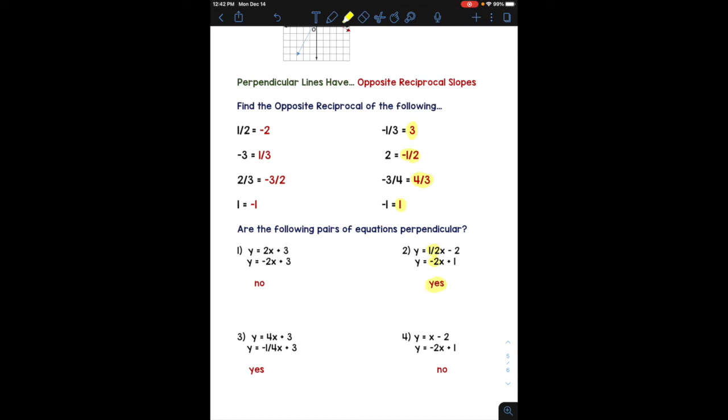And number 4, the slope for the first equation would be 1. The slope for the second equation is negative 2. Although they are opposite signs, they are not reciprocals of each other, so we would say no. If we were to graph those on the coordinate plane, they will not be perpendicular.